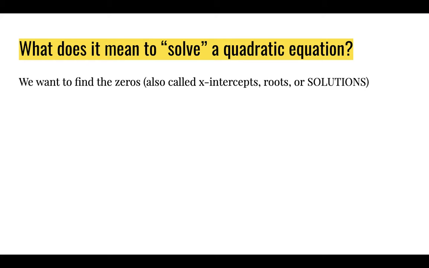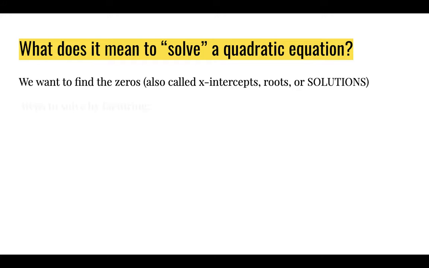So what does it mean to solve a quadratic equation? Well, you might know that we've been finding zeros. These are also called x-intercepts. They're also called roots, and they're also called solutions. So all we need to do is find our x's in an equation, and that tells us what our solutions are. And that is solving a quadratic equation.